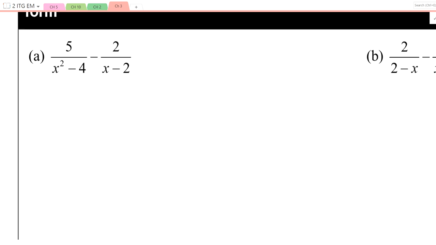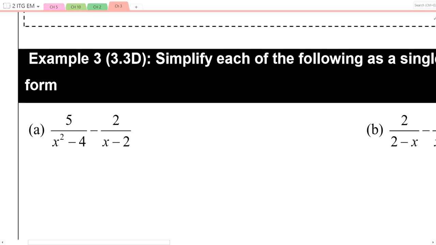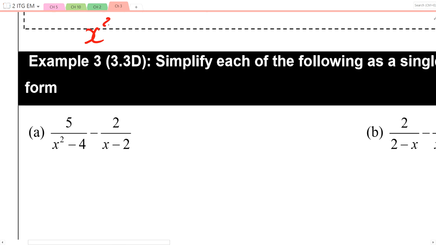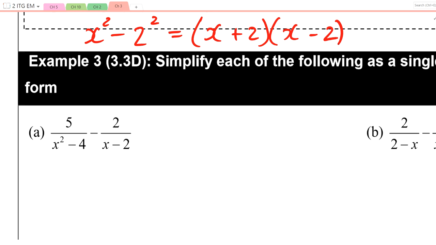Are you sure times x minus 2? Are you sure? I give you a quick recap. X squared minus 2 squared, which is actually x squared minus 4, is equals to x plus 2, x minus 2. Okay, now you tell me, what do you want to multiply to the second fraction? X plus 2. So that the denominators will be the same, isn't it?